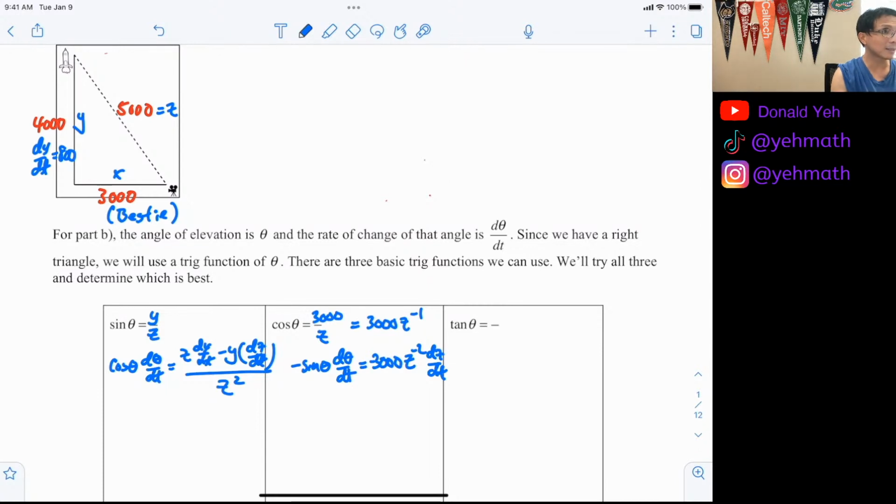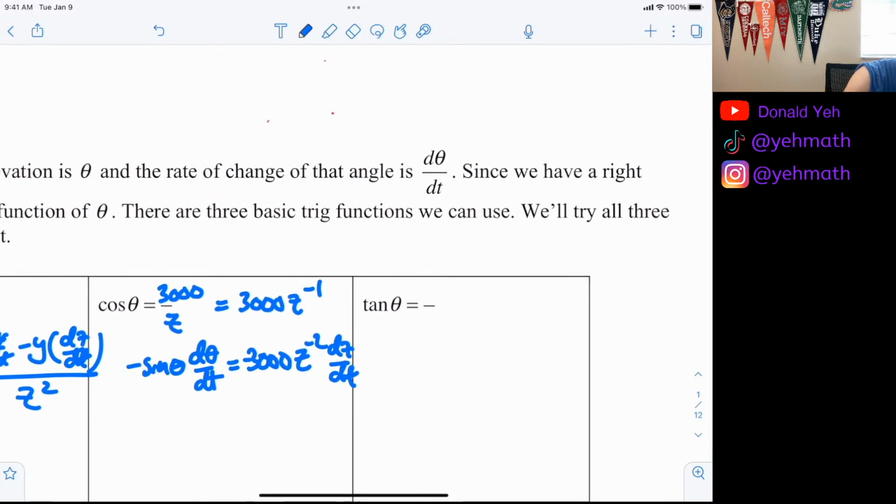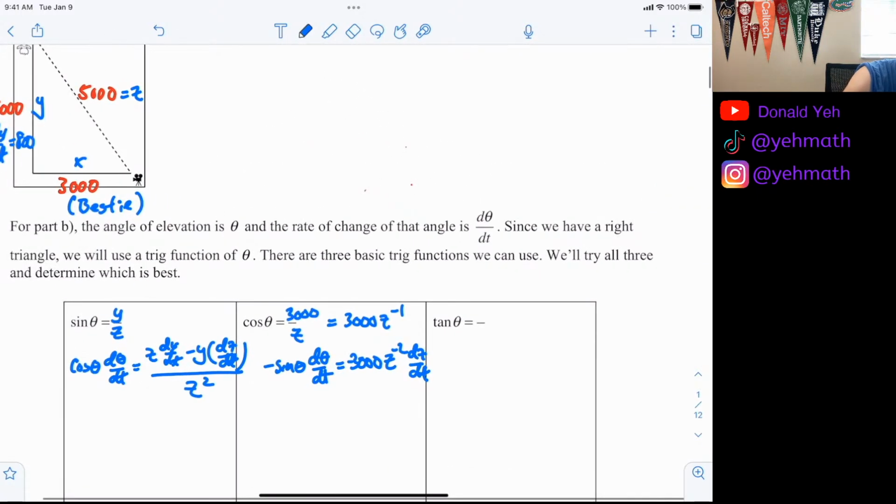I don't like this. First of all, it's really hard to take a derivative when z is on the bottom. It's much easier to take a derivative if the variable is on the top. So this is where your best friend comes in. Your best friend says, hey, you can use me here. It's 3000.